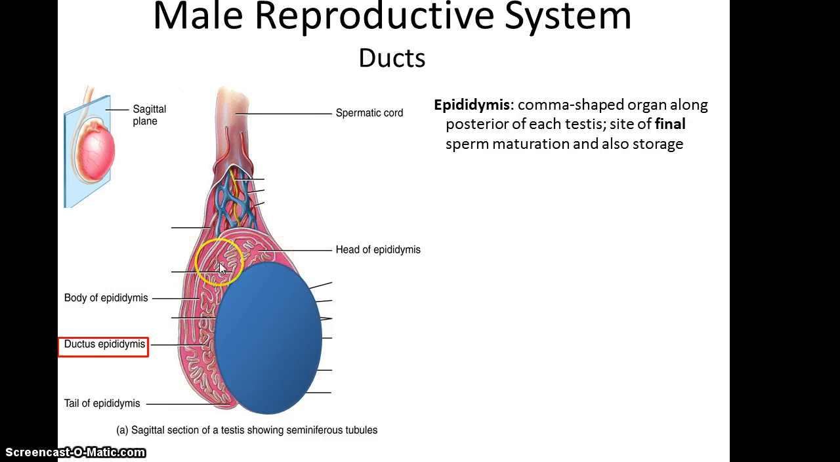Here's the epididymis. It's a comma-shaped structure that lies on top of the testis, and the epididymis is the final site of sperm maturation. So here is where the sperm finally become mature and functional, and then they get stored here for a period of time.